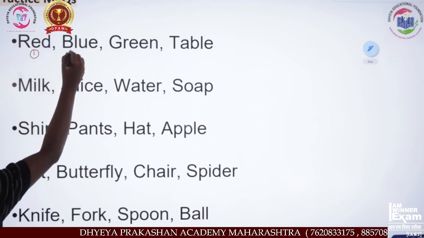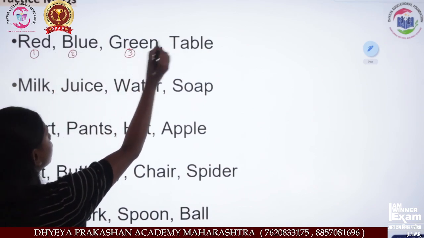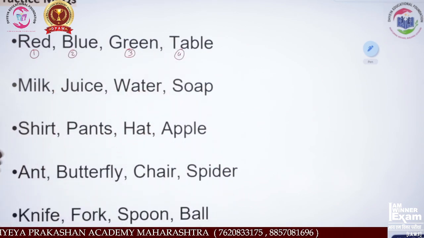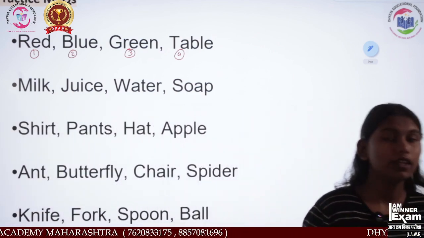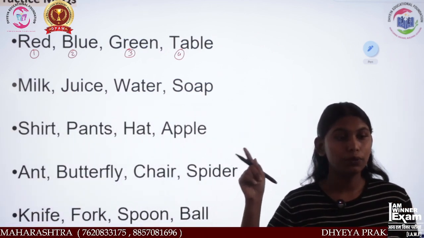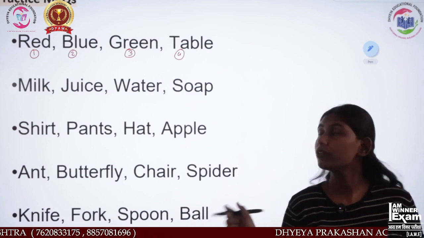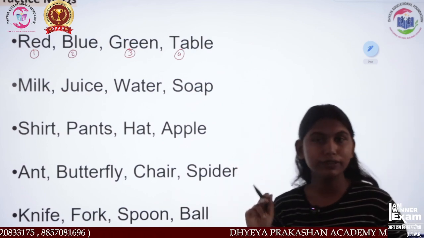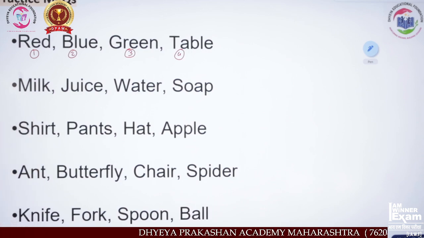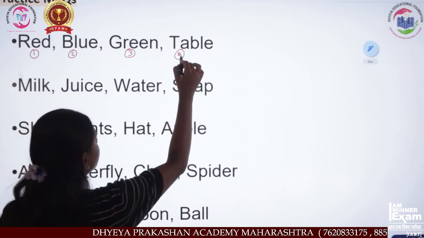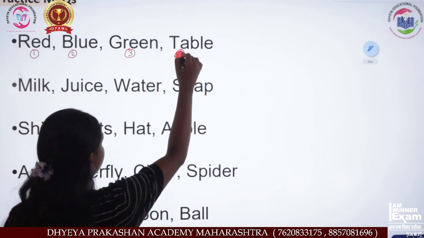Okay. Then next, red, blue, green and table. Now red, blue, green are the colors, right? But table is not a color. So which is the different option here? That is the table.